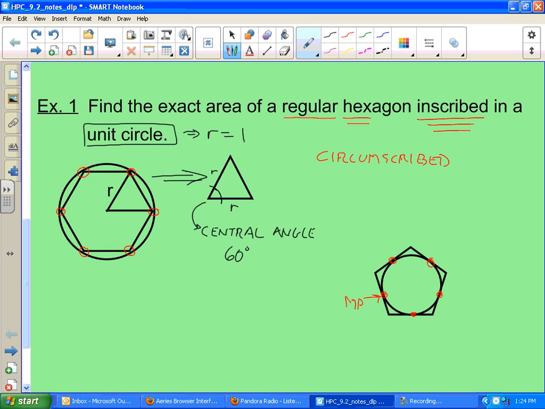There are 6 of them, or 180 divided by 3. Either way you look at it. There are 6 of those angles that make up 360 degrees around the circle. They're all regular, meaning they're the same. So each of those angles has to be 60.